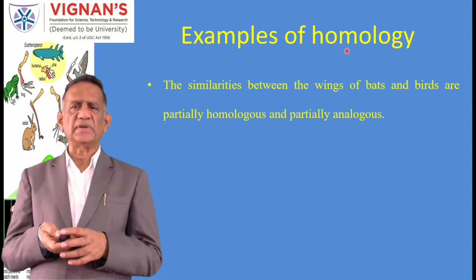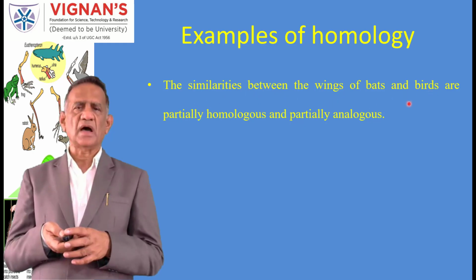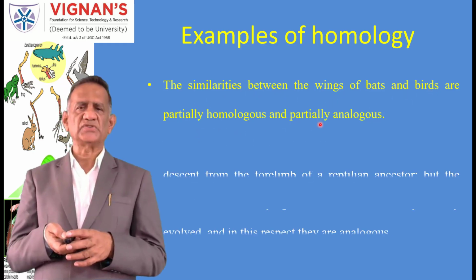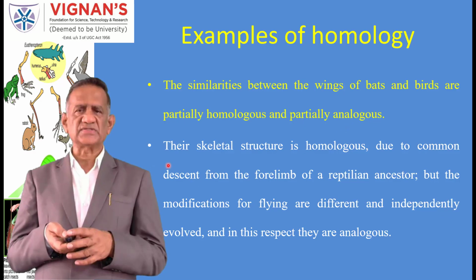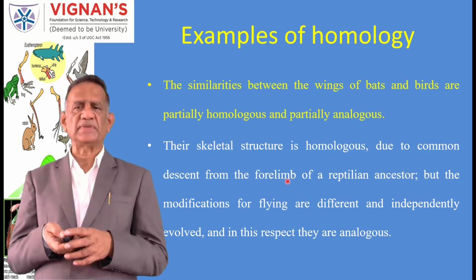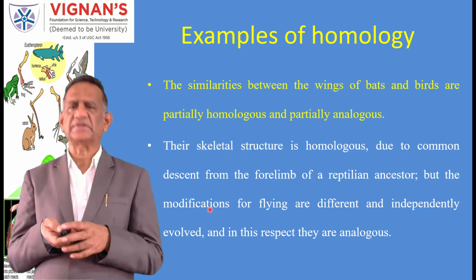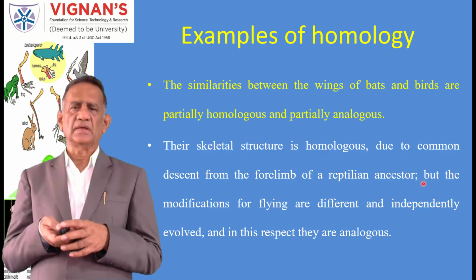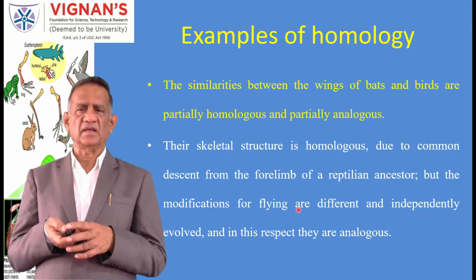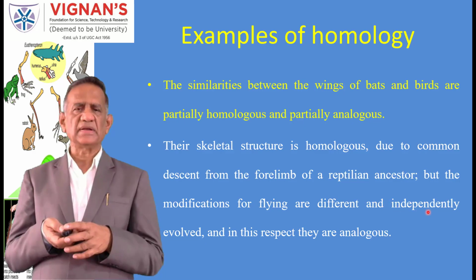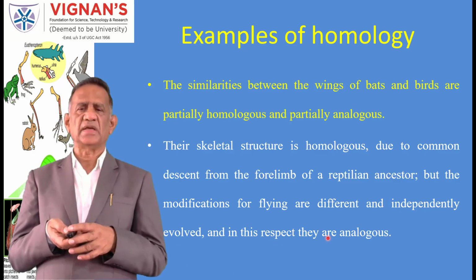The similarities between the wings of bats and birds are partially homologous and partially analogous. Their skeletal structure is homologous due to common descent from the forelimbs of a reptilian ancestor. For all the mammals, the reptilian ancestors are synapsid reptilians. But the modifications for flying are different and independently evolved, and in this respect, they are analogous.